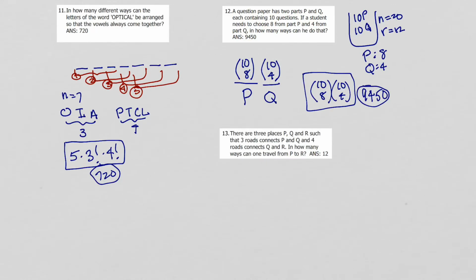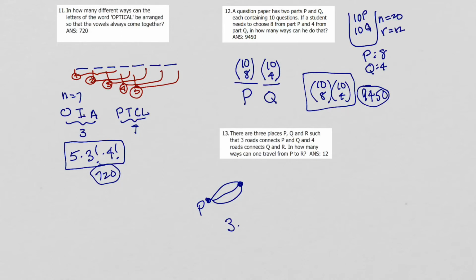And here in number 13, we've got 3 places, P, Q, and R, such that there are 3 roads that connect P and Q. All right, so if we start at P, here's what I'm thinking. I'm going to draw this. Here's P. We've got 3 roads to get to Q. So here's Q. I could go that road, or that road. So I have 3 choices for that position, for that decision.